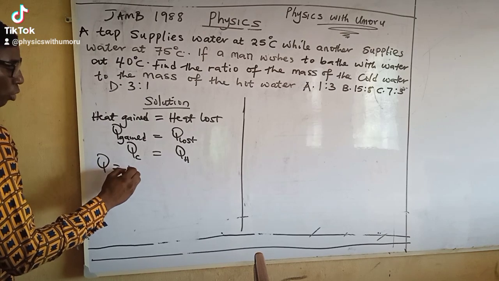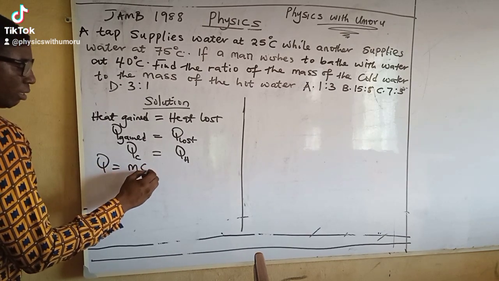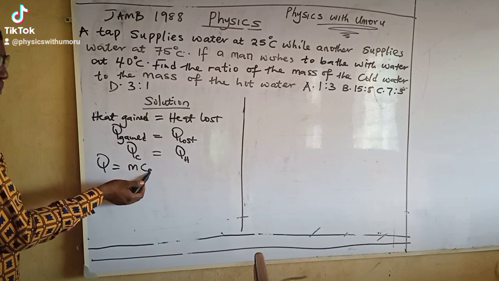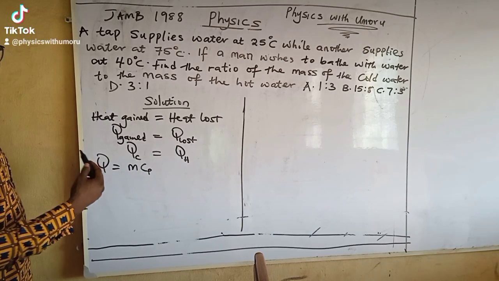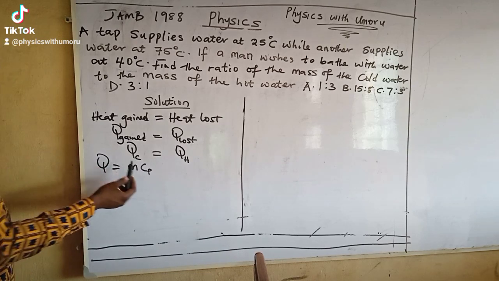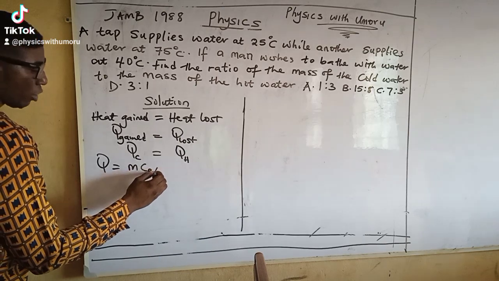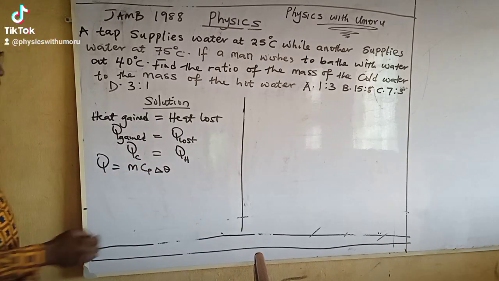And for heat that causes a change in temperature, this is the formula: Q is equal to MC. This C is the specific heat capacity. I use CP to differentiate it from the heat capacity itself. So it is mass times specific heat capacity times change in temperature.